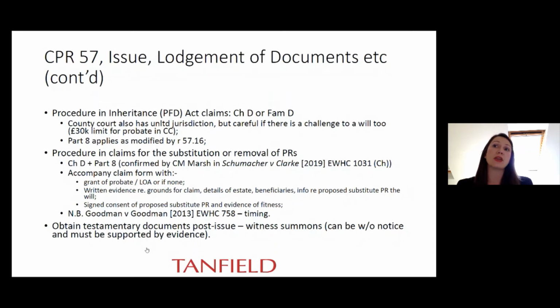Also, briefly considering obtaining testamentary documents post-issue, where a probate claim has been begun, an application may be made to a master or a district judge for the issue of a witness summons, requiring a person to bring the relevant documents to a court office, to bring either a will or any testamentary document. The application can be made without notice, and it must be supported by either an affidavit or a witness statement, and that witness statement must set out the grounds for the application.